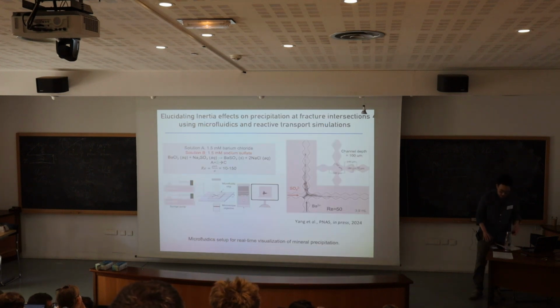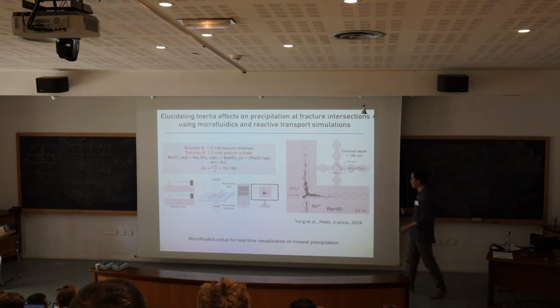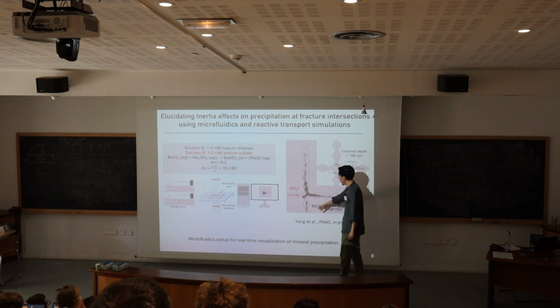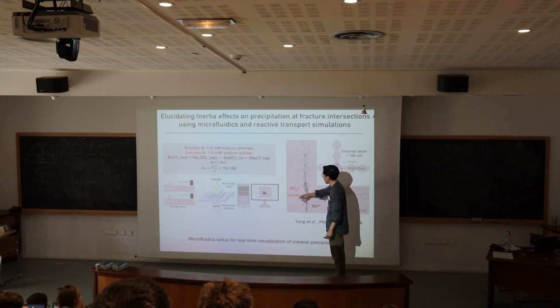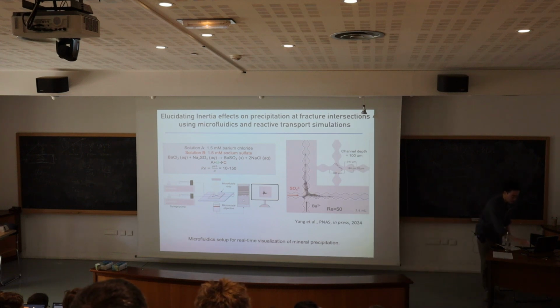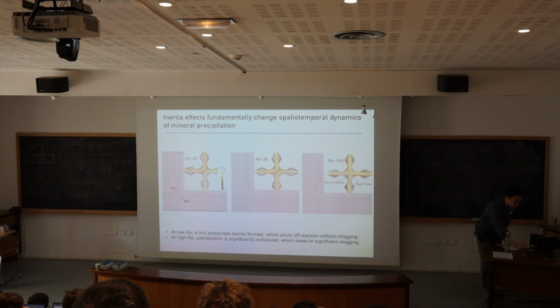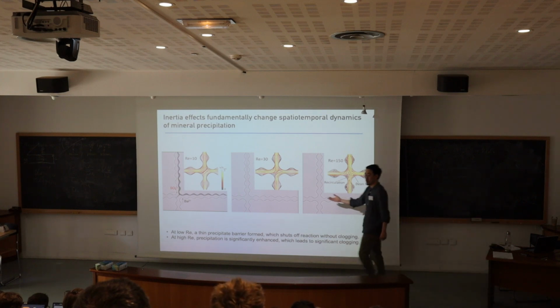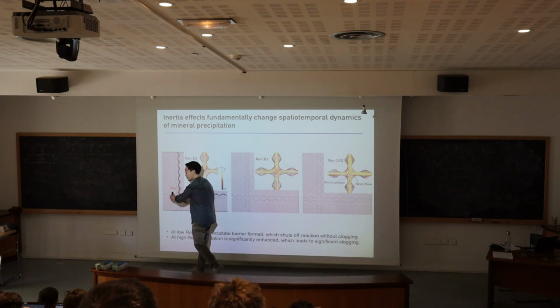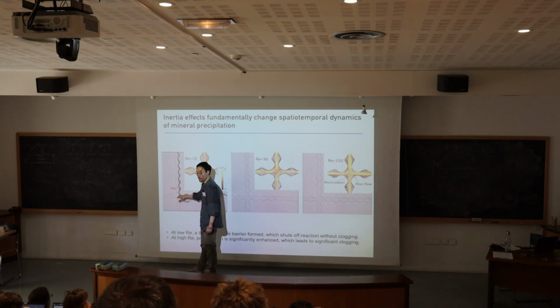Okay, so let me show you some of the highlights because I only have 5-10 minutes. The way we do it is very similar, but here now we are injecting barium chloride and sodium sulfate, and when they mix, they will precipitate. Okay, so now you have all the background knowledge to understand what is actually happening here. So let's see. At low Reynolds number, this is easy to understand, right? So two fluids come in, they mix at this interface, right? And then mineral precipitation happens.